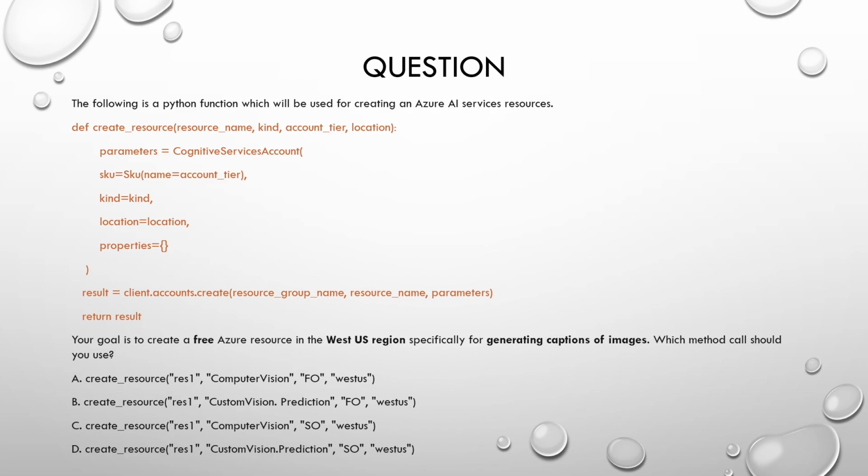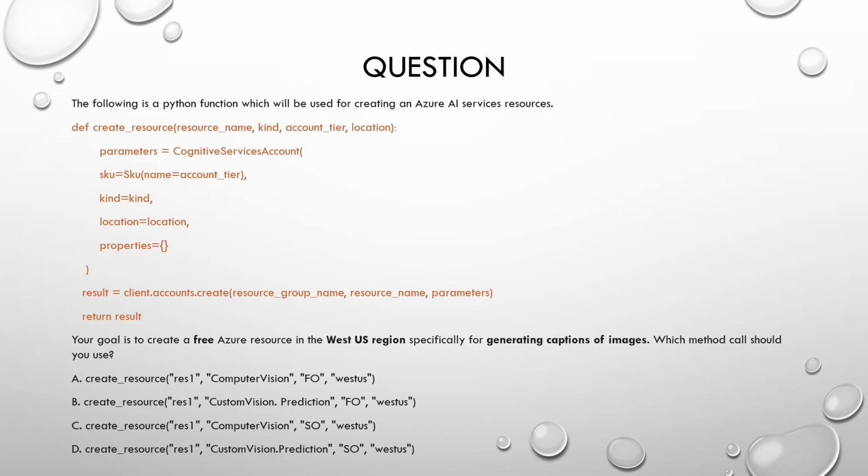Now let us get into the question. The following is a Python function which will be used for creating an Azure AI services resource. Now there's a Python function given. Your goal is to create a free Azure resource in the West US region specifically for generating captions of images. Which method call should you use?